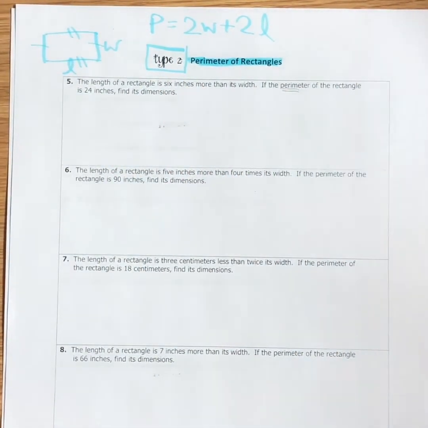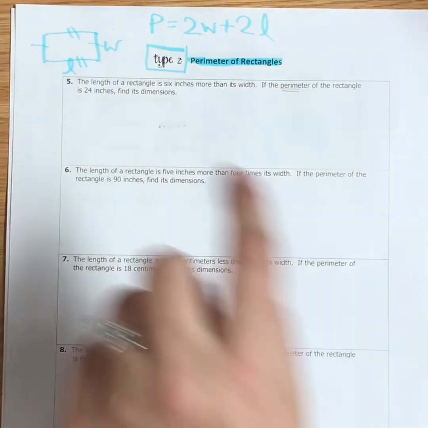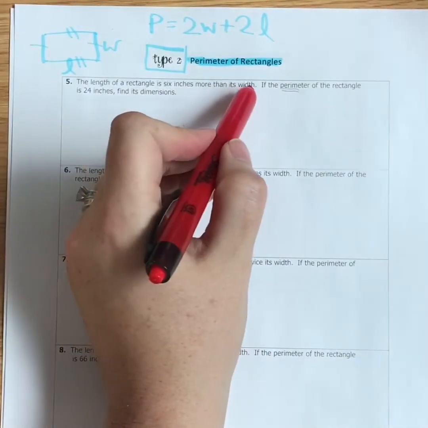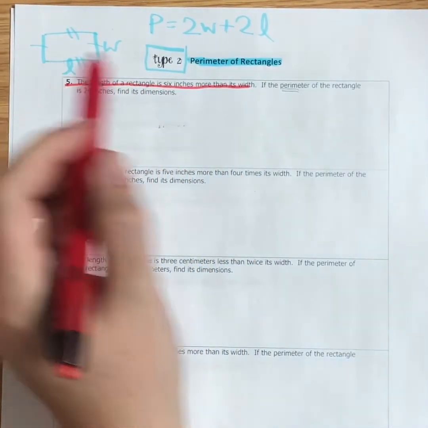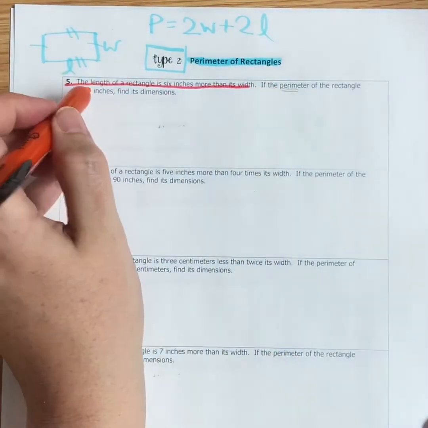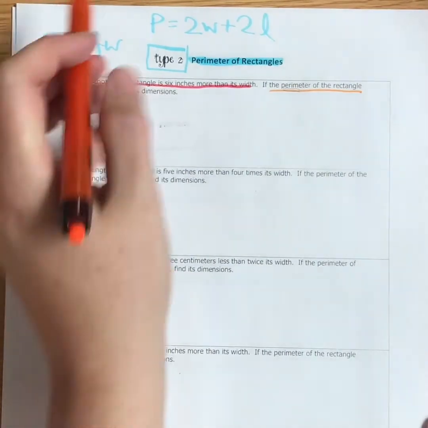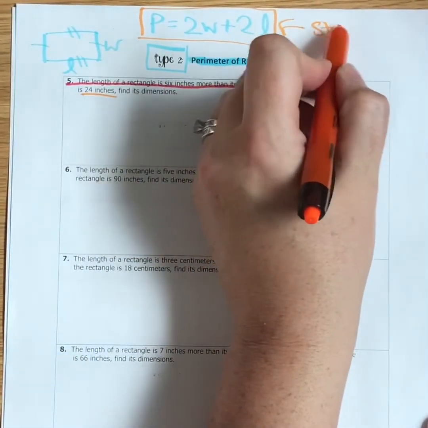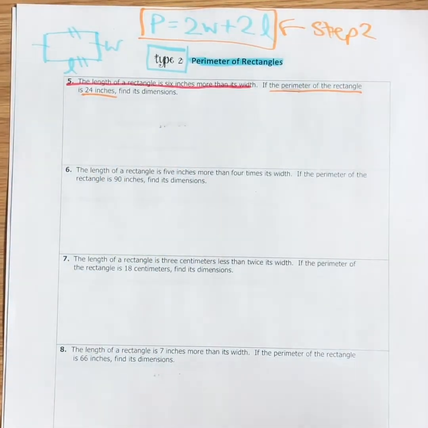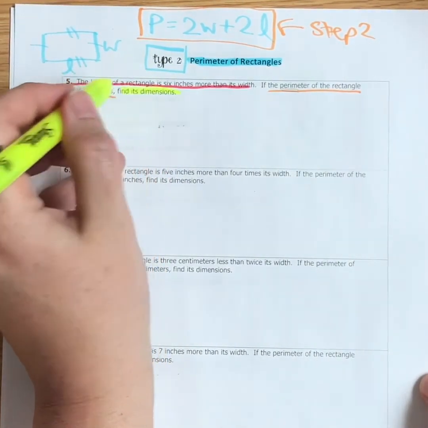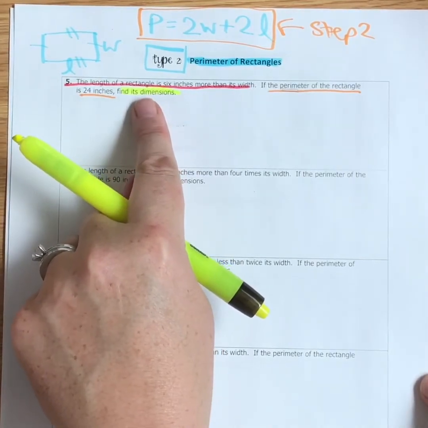All right, so if we read this, first of all, it says the length of a rectangle is 6 inches more than its width. Well, guess what? That's step 1. Okay. Then it says the perimeter of the rectangle is 24 inches. That's step 2. And we have to use this. So this formula is always going to be for step 2 when you write the equation. Okay. And then the final step 3, it says find its dimensions. Now, dimensions is just saying find the width and find the length.